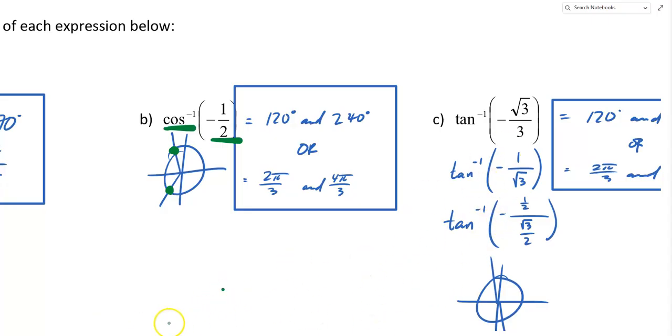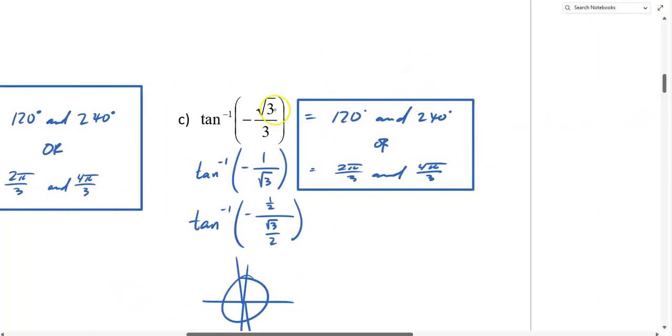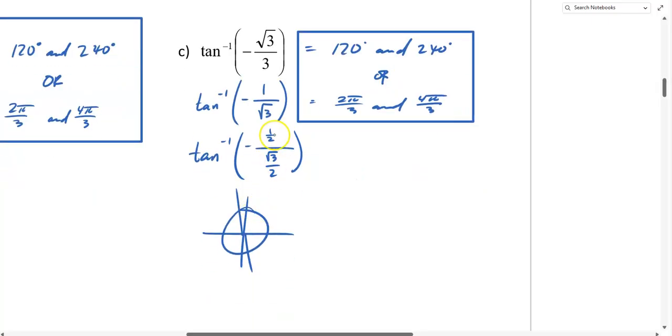For question C, same thing, only this time the ratio is written in a kind of strange way. Hopefully you've seen enough of these by now to recognize that root 3 over 3 is the rationalized form of 1 over root 3. 1 over root 3 could also be written as a half over root 3 over 2. So the position where we have one positive and one negative x and y coordinate, and I think I spotted a mistake here. For the tangent function, we want the y coordinate to be 1/2, but the x coordinate to be root 3 over 2. So that's not these two positions here at all, is it?